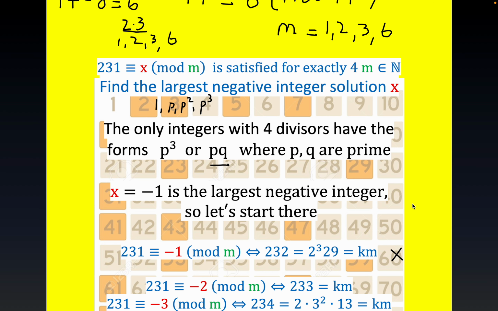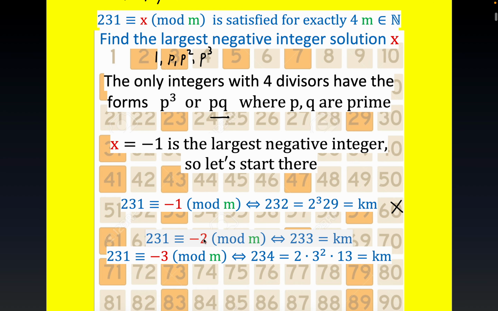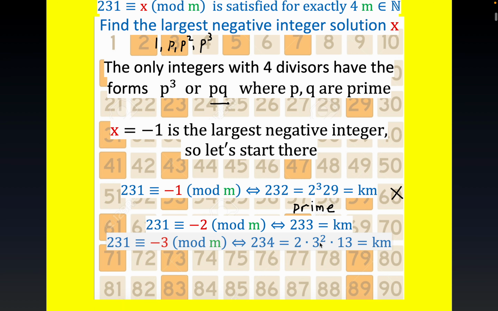Okay, and then when you get to -2, which is the next largest negative integer, 233 is actually prime. So it's not in the form either, right? Let me write prime right above it. 233 is prime. You can verify that. It takes a little bit of time. Just check all the divisors less than the square root of 233. All right, and again, this is not in the appropriate form.